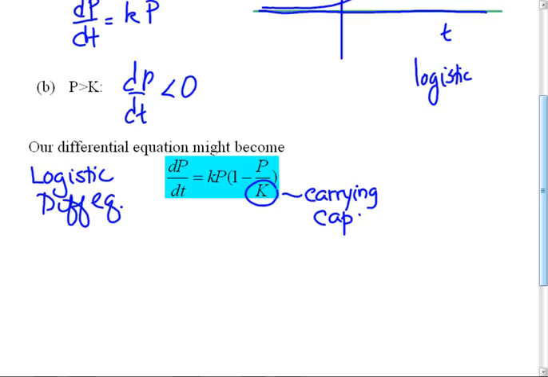Yes, we did this in precalc. Well, you didn't do a differential equation, but sure.